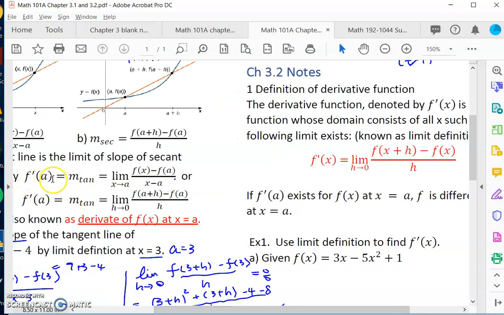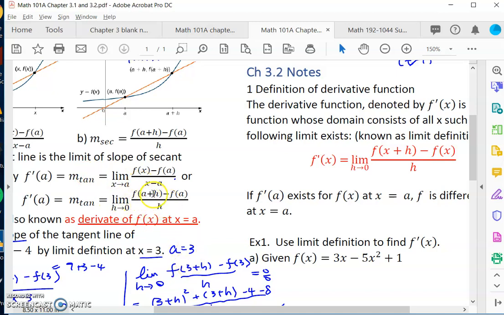For f prime of a at a point, I have two definitions, but both of them give the tangent line slope. Both use a limit. One is when a random point x gets closer to the point that we want, and we do f of x minus f of a over x minus a. Doing this limit, we'll find a number. That number is our tangent line slope. And we did an example earlier.